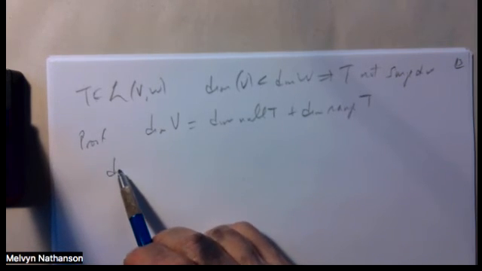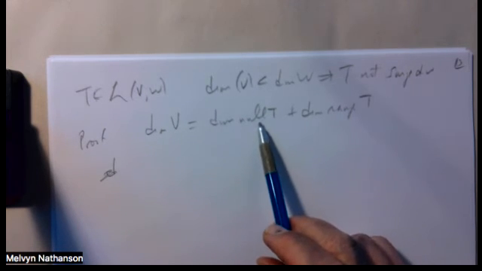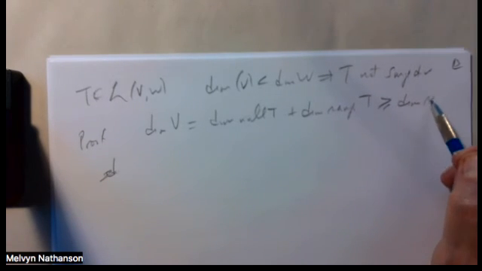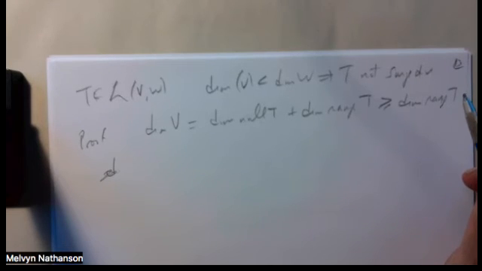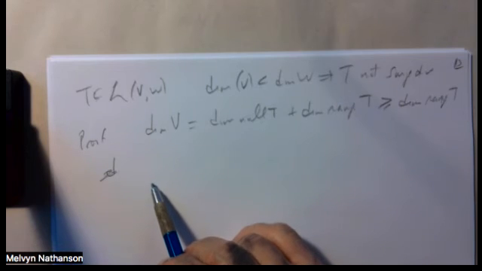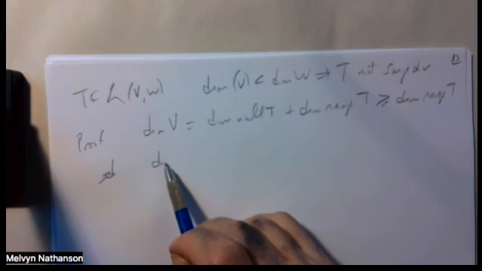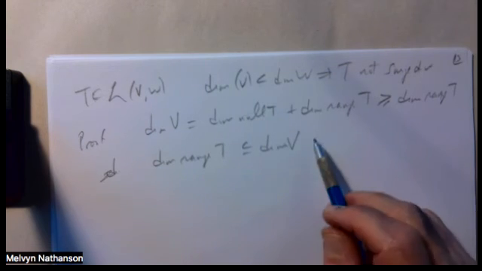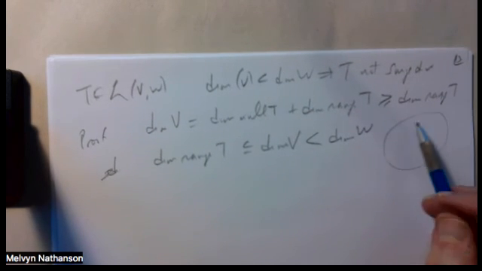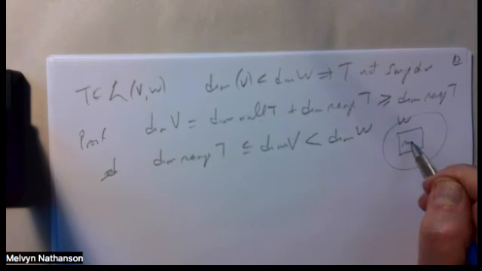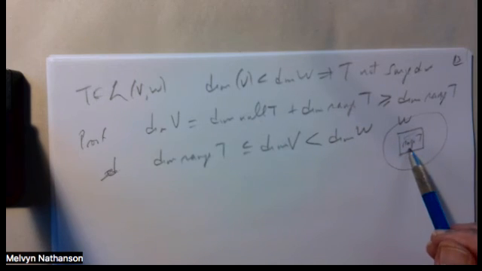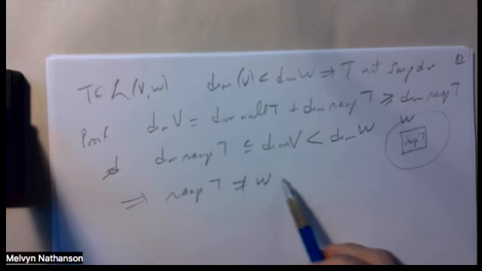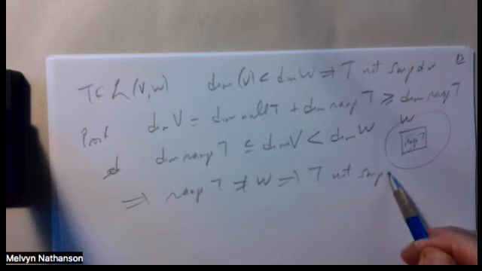And the dimension of the null space of T, whatever it is, 0, 1, 2, 3, this is greater than or equal to, it gets smaller if I throw this away, the dimension of the range of T. Another way of saying this: the dimension of the range of T is less than or equal to the dimension of V, but the dimension of V is strictly less than the dimension of W. So here I have W. Sitting inside of it is the range of T. This subspace has dimension strictly smaller than the dimension of W. So the range of T can't be equal to W. So T is not surjective.